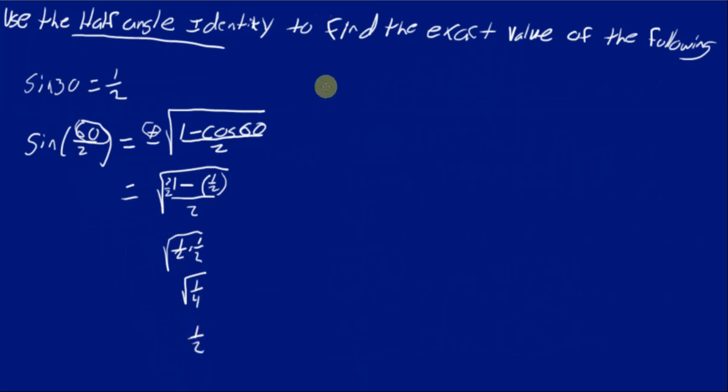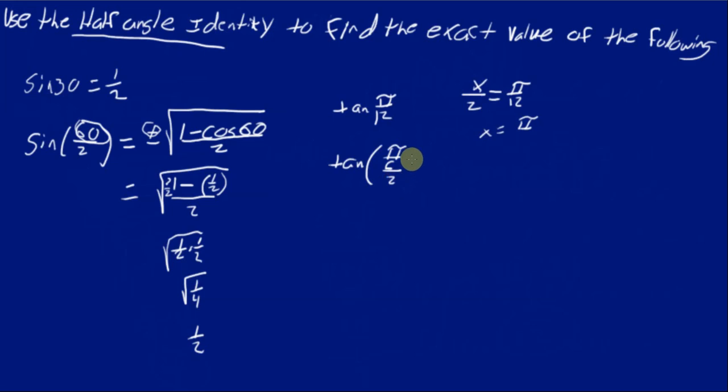Right, so the cosine works exactly the same. The tangent is a little bit different. So let's do the tangent of, let's say, pi over 12. I've got to figure out what angle I divide by 2 that equals pi over 12. Well, I just multiply both sides by 2 and find that I'm looking for pi over 6. So the tangent of pi over 12 is equivalent to the tangent of pi over 6 divided by 2. So now this is going to be my x value in the formula.